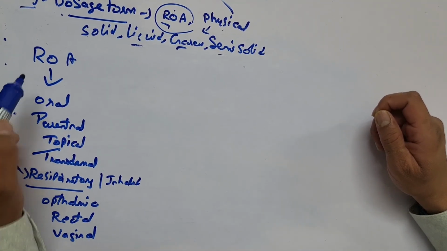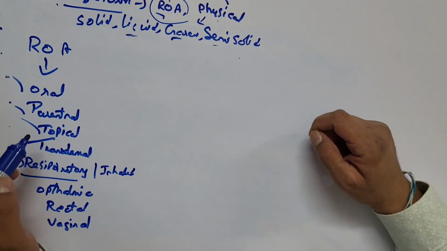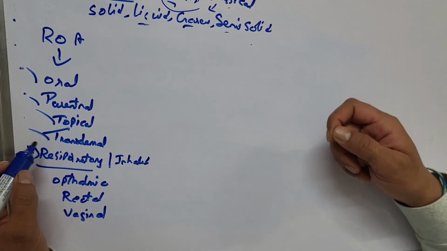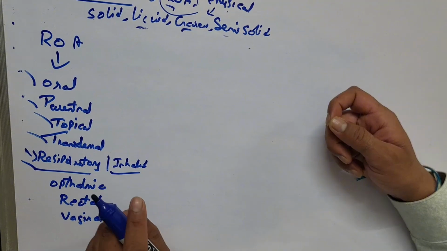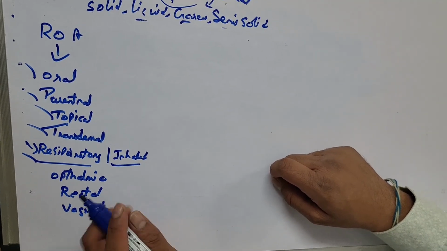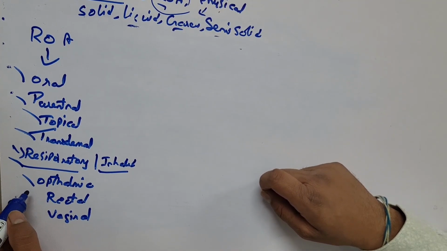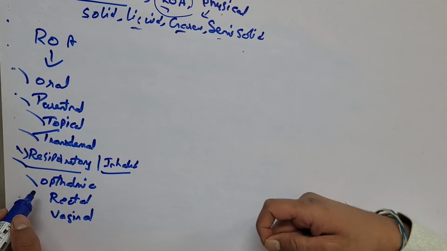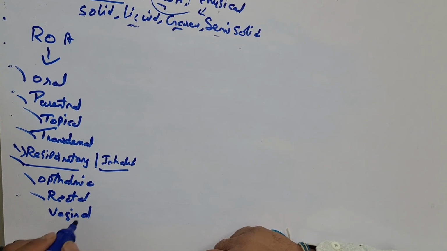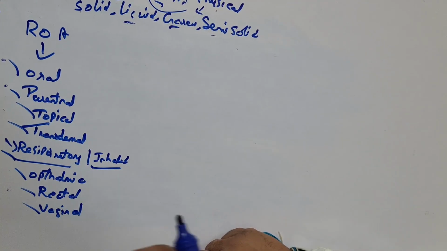So the route of administration is oral. Parenteral is nothing but injections. Topical, ointments, creams. Transdermal, that is the drug on the body tissues, or implants or patches. Respiratory or inhalation, that is metered dose inhalers, dry powder inhalers. For asthma patients, most probably they'll go for MDIs, metered dose inhalers. Ophthalmic, giving a drug to the eye: ointments, eye drops. Rectal, for antiseptic purpose, we give suppositories, and vaginal also. So these are the routes of administration.